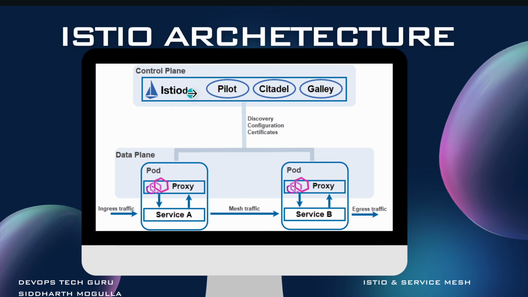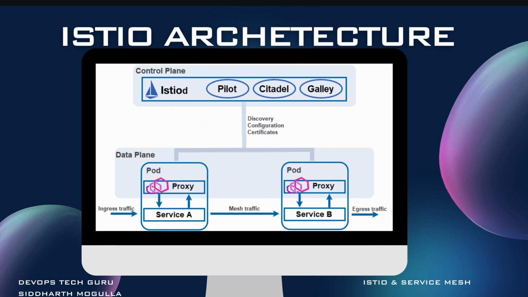Istio has two planes, which are the control plane and the data plane. Istio works by deploying a sidecar container alongside each microservice instance in your environment. So this will create a sidecar container, which is an Envoy proxy. This will be connected to your microservice, and the proxy or the sidecar container will interact with your microservice.